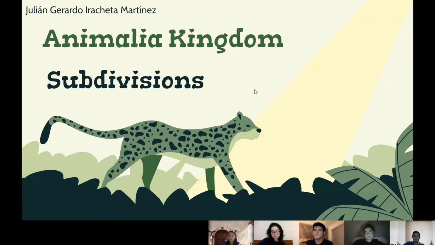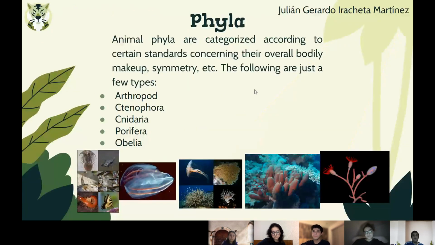Subdivision for Animalia Kingdom. Animalia phyla are categorized according to certain standards concerning their overall bodily makeup, symmetry, etc. The following are just a few types: Arthropod, Cynophora, Cnidaria, Porifera, and Obelia.